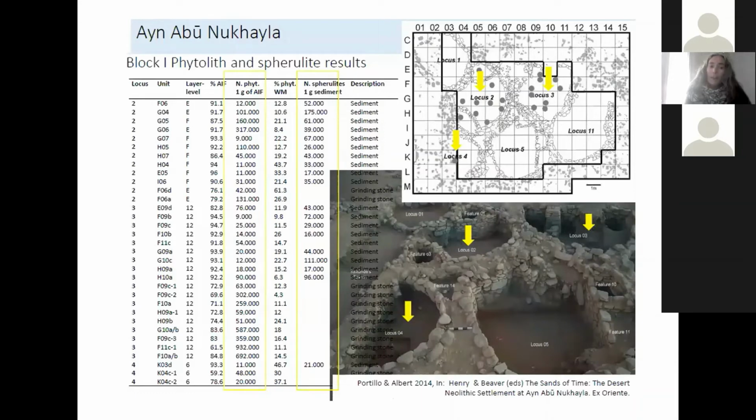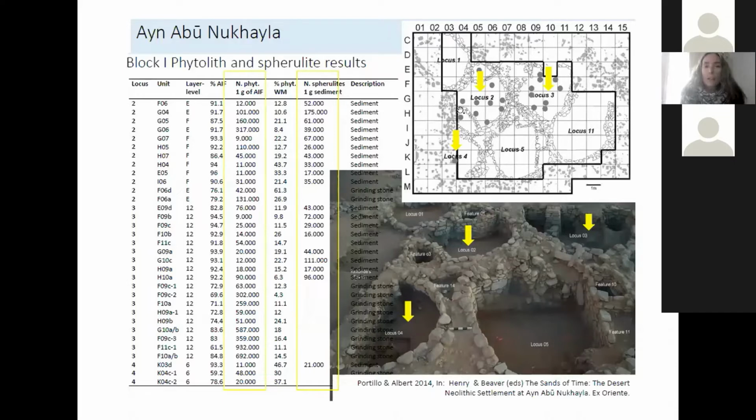Regarding the main questions here, it was to investigate the use of space in these structures, locus. And here it was interesting to look at the sampling protocol. The strategy was to investigate the distribution of the phytolith remains, because macro remains were completely absent, which is something common in these areas. And the sampling was done by squares, taking into account inside the installations and outside these structures.